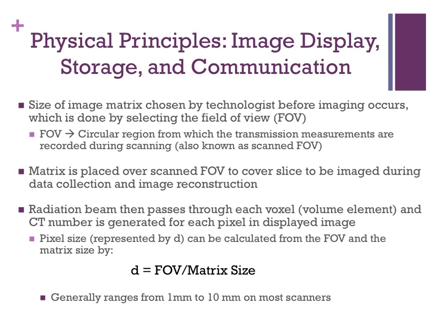The radiation beam then passes through each voxel, and remember it is now a voxel instead of a pixel because it has the dimension of depth. And the CT number is generated for each pixel in the displayed image.